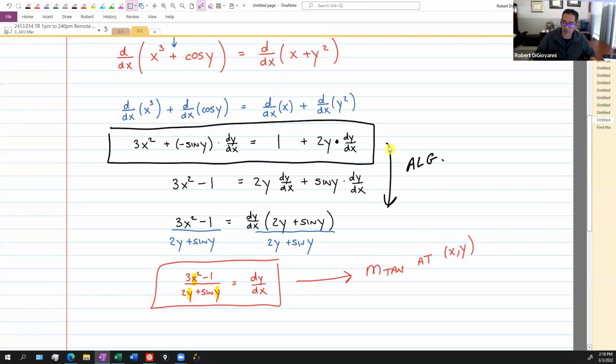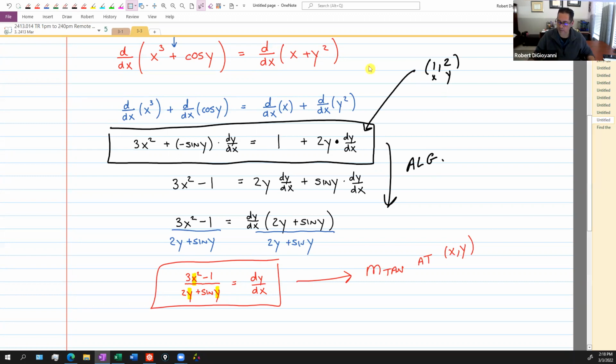You do not have to do the algebra. You could just plug the 1, 2 in here. You could replace all your x's with 1s and all your y's with 2s, and then solve for dy/dx. It's much cleaner, easier algebra if you do it that way. You don't have to, but I recommend it.